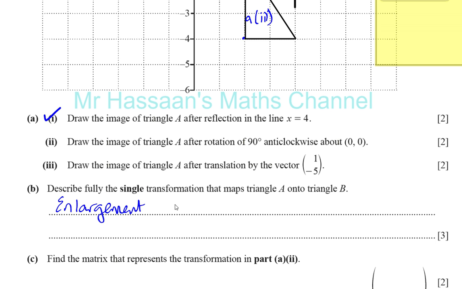Even though it's got smaller, you still call it enlargement. The scale factor, sorry, let me write the center first, and then we'll deal with the scale factor. The center of enlargement is (5, 5). So the center is (5, 5). You give the coordinates of the center of enlargement. And the last thing is the scale factor.